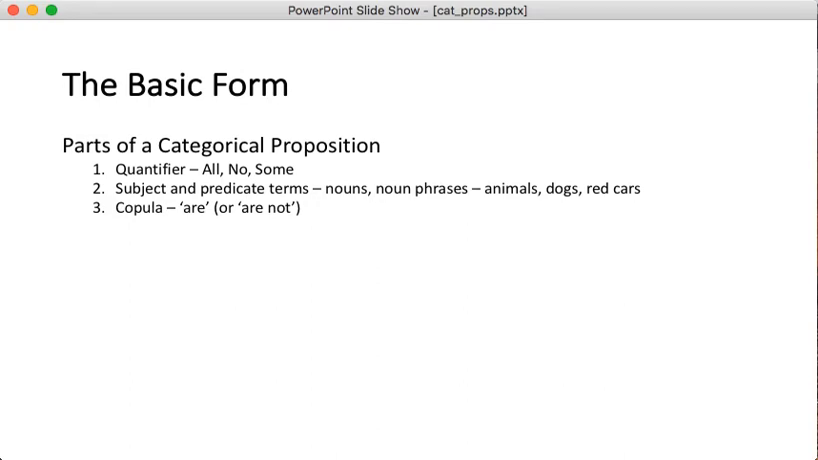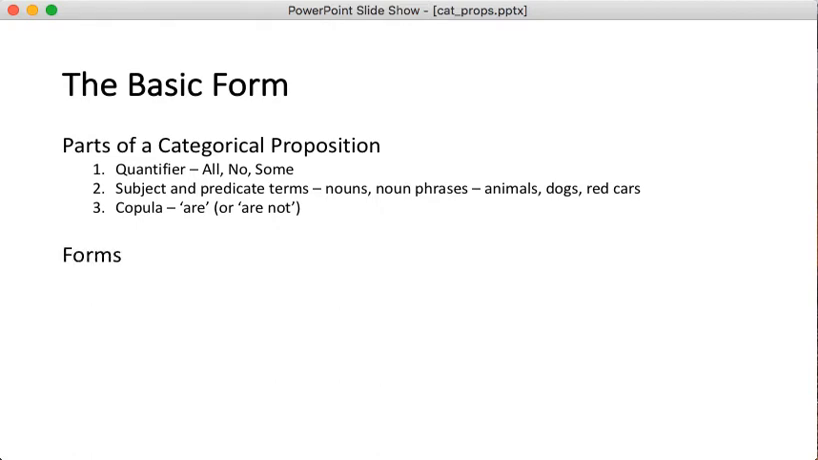And the third part is the copula. This is the little tiny word are, A-R-E. And in one case it'll be are not, but you need to have the copula in there. Remember, we're talking about two groups of objects, so we're talking about how they relate to each other, and that is the verb are. So that has to be in there. If the word are is not in there, you don't have a categorical proposition. So make sure you have the quantifier, two nouns or noun phrases, and the word are. Then you're going to have everything you need for a categorical proposition.